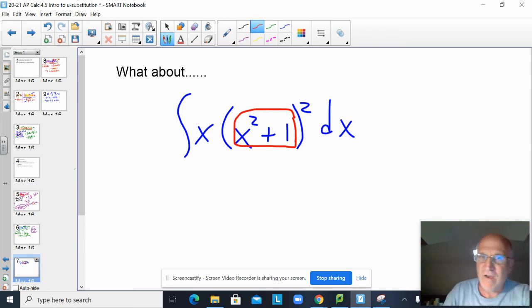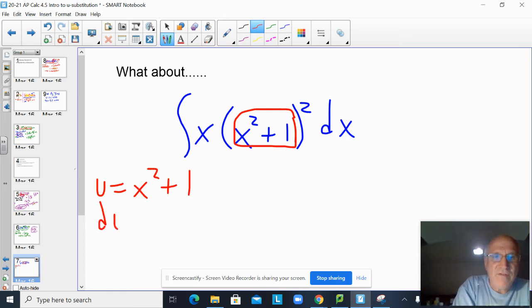But the derivative of x squared plus 1 is 2x. I have that x out front. I don't have a 2. So what I want you to notice is at the moment, the only problem is the constant. The constant that we wished was there isn't there. And this example is to show you that that's fixable.